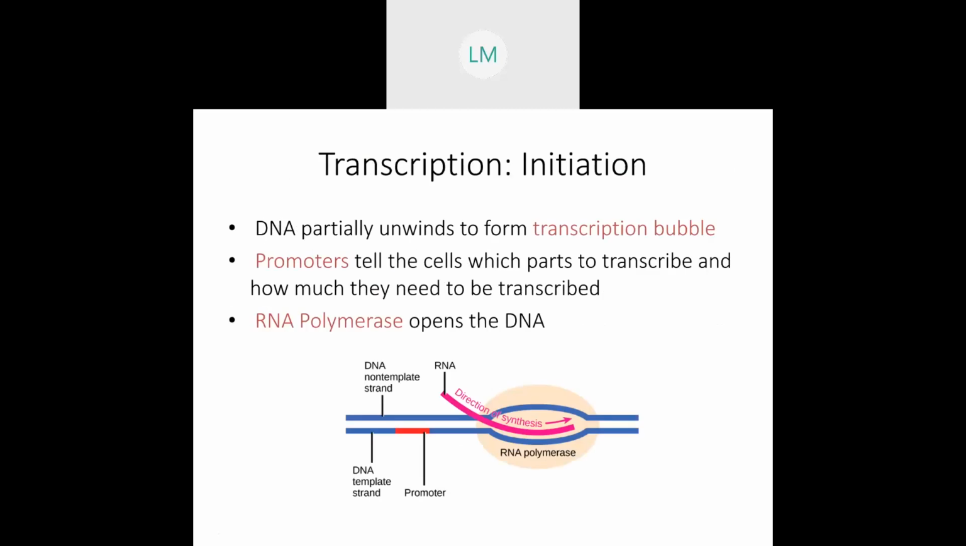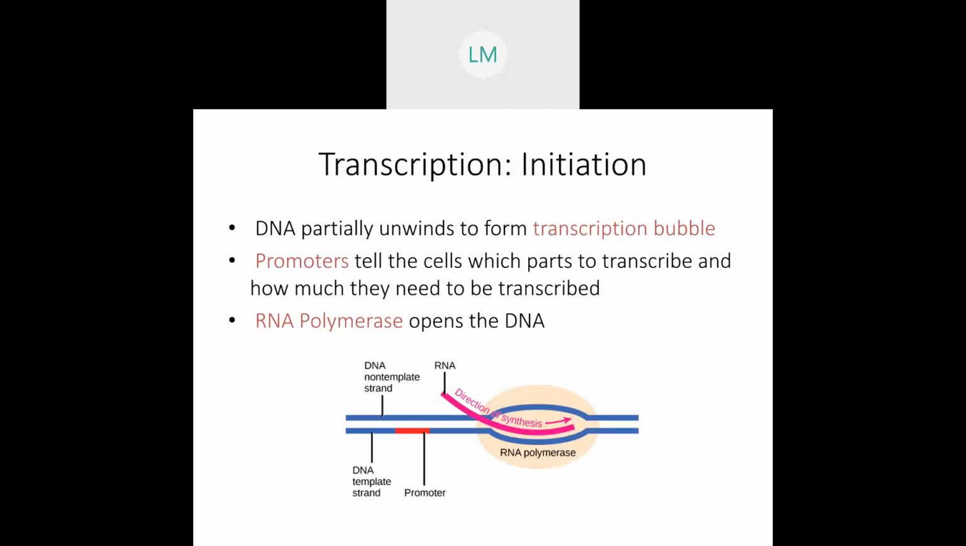So when we look at initiation, our DNA is just going to partially unwind, forming one of those bubbles, just like we saw in our origin of replication, and we're going to form a transcription bubble. We know where to start because there are sequences of DNA called promoters. This promoter region is telling the cell what needs to be transcribed. And then the actual molecule that's involved in opening the DNA is going to be our RNA polymerase.